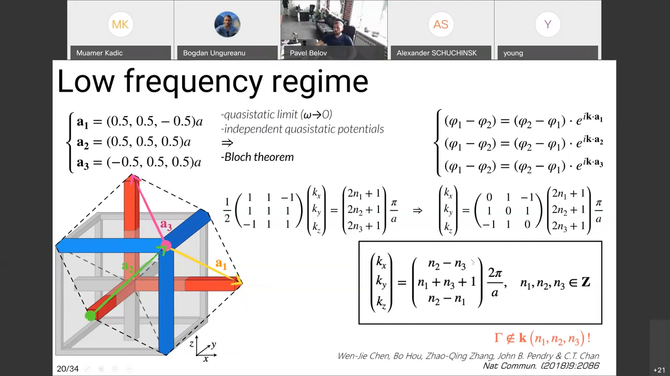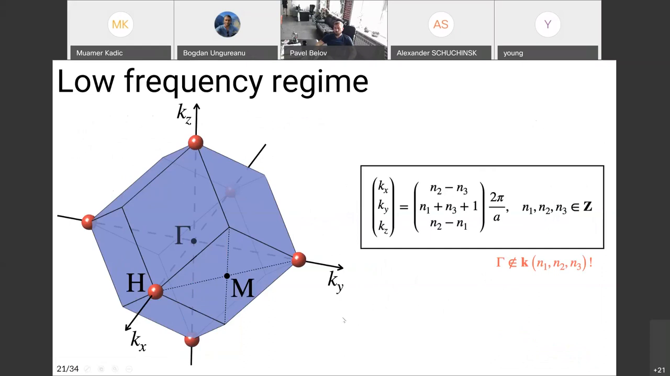And actually, these numbers never equal zero simultaneously, so n1, n2, n3 are arbitrary integers. And actually, the isofrequency contours in these materials are concentrated at low frequencies around some points like the H point and periodically distributed in reciprocal space, without the gamma point at all. So in this sense, we have quite good confirmation that the phenomena which we observe indeed exist.